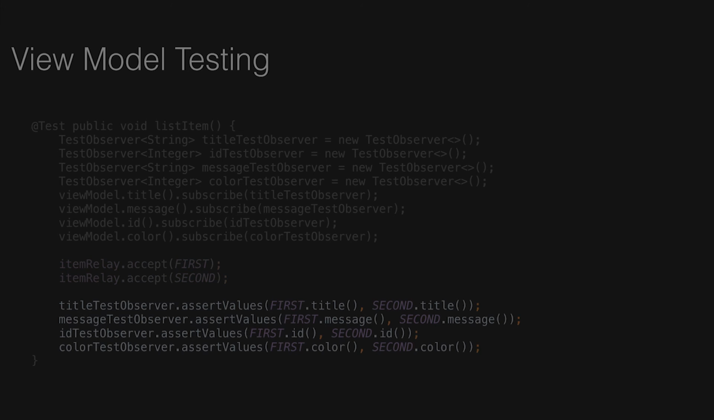And down here, I can just verify that each observer received the property of the first, followed by the property of the second. And this gives me enough confidence that my view state is set up correctly in the view model. And if all your view is doing is taking these primitives and assigning them to the widgets like text view or setting background color, you could probably go as far as to not even have UI tests for simple cases like this.